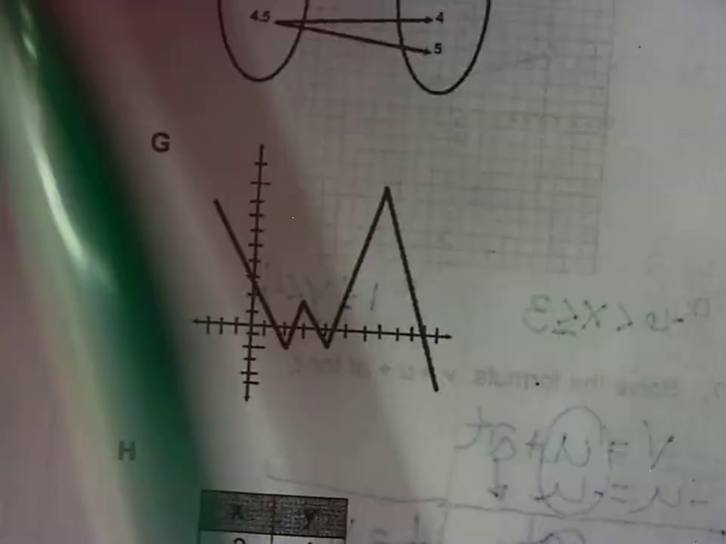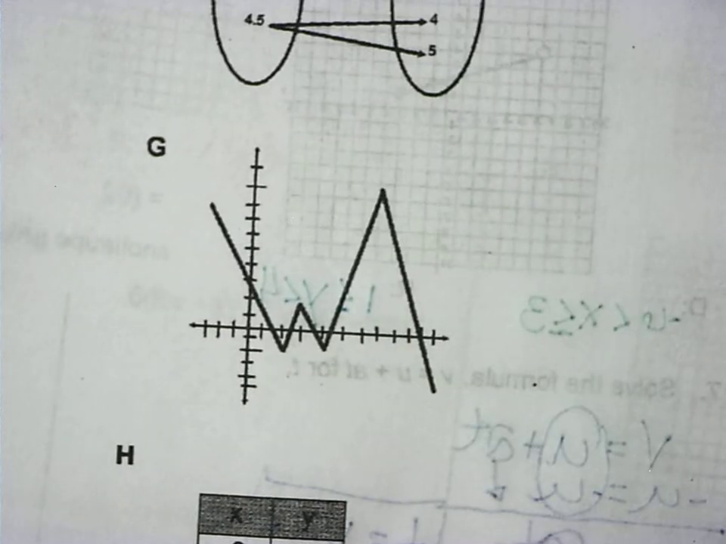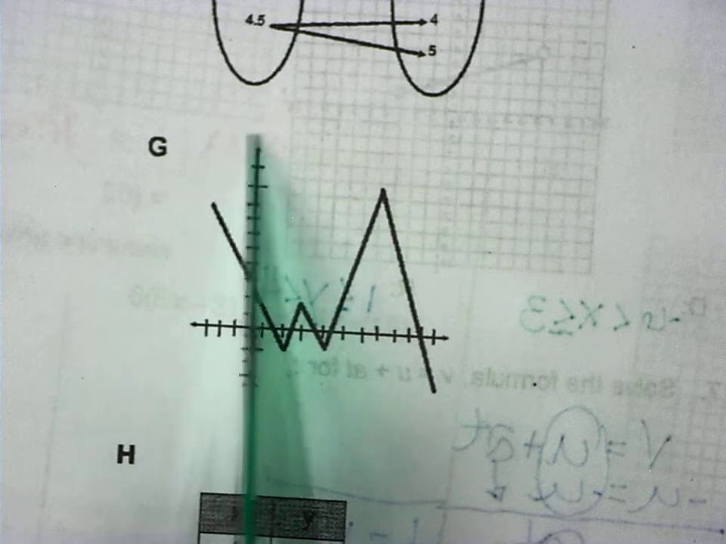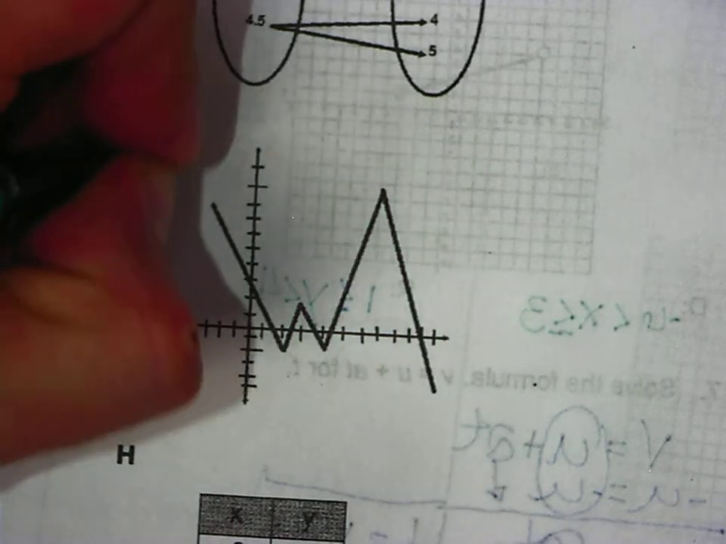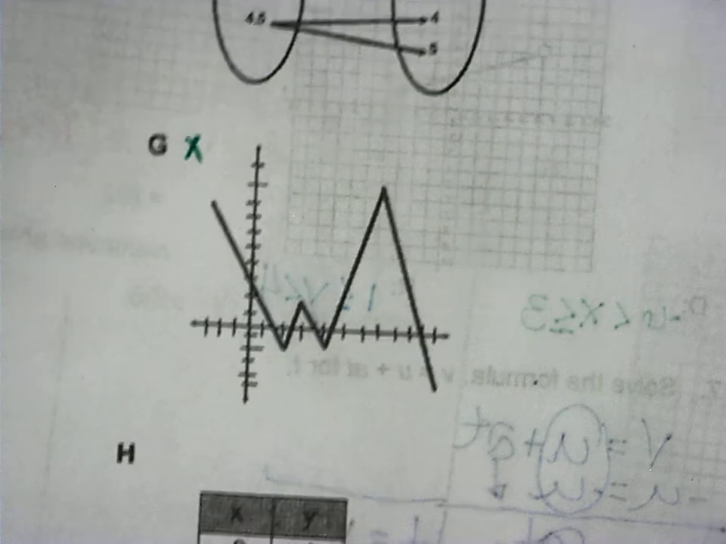G. I don't have any numerical data, but I can use the vertical line test. And I can tell that no matter where I move from left to right, I only hit one part of this graph at any given time. So this is a function. So this is not what I'm looking for. I'm looking for not functions.